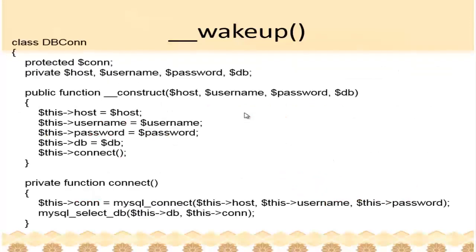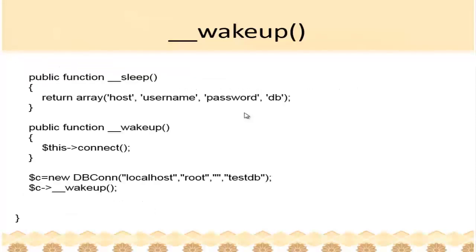Okay. Let's look at a real life example wherein I have the connection to the database, the host name, the username, password, and the database name. Now in the constructor, I get the host name, username, password, and the database name. I call a method called connect. This will make a connection, mysql_connect, and it will use this database. And I say mysql_select_db. So it's going to establish the connection to that particular database in the constructor itself. Now, what will happen if you try to sleep this one?